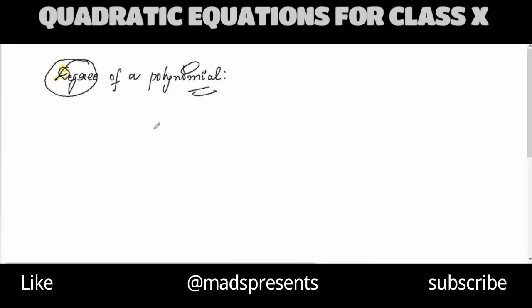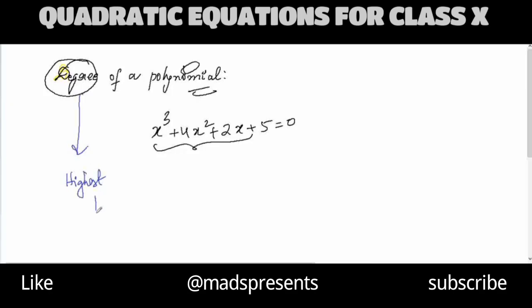For example, take x power 3 plus 4x square plus 2x plus 5 is equal to 0, a polynomial. So what is the degree in this polynomial? Very easy to identify. First of all, what is degree? Degree is equal to the highest power in a polynomial.